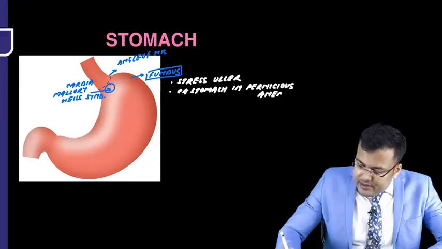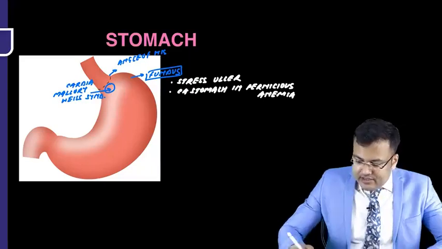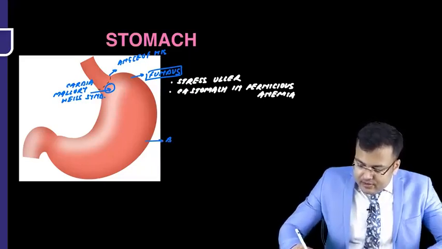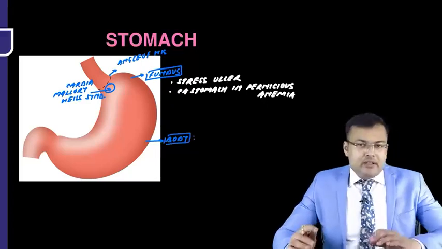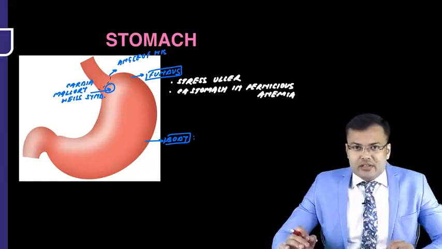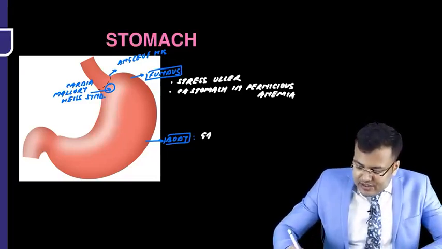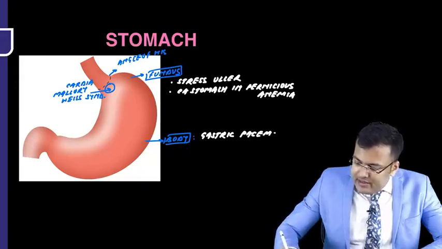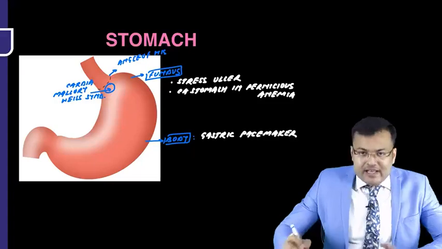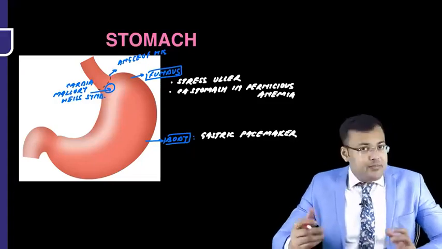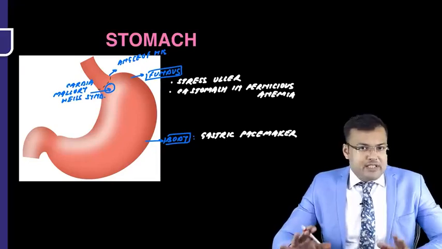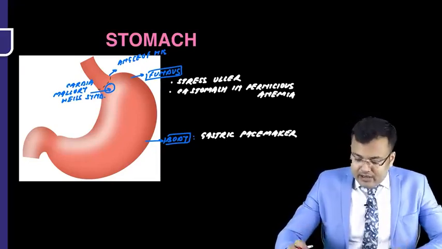Carcinoma stomach in pernicious anemia. After that, you can see this. This is body. And what is the important point related to body? This is the location of interstitial cells of Cajal. So here, the gastric pacemaker is located, and that is interstitial cells of Cajal. And you know, the exact location is in the mid body along the greater curvature.